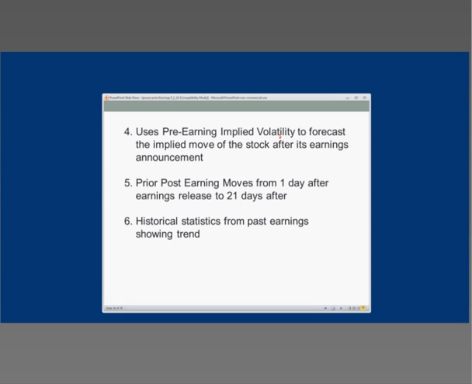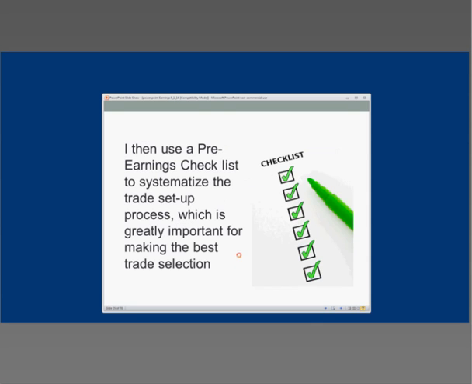So you take that pre-earnings implied volatility, which is that straddle cost, and that gives you the implied move of the stock that those market makers are looking for after the earnings announcement. Then step 5 is I'll look for post-earning moves from a one-day period after the earnings are actually released, and I can look out to 21 days. I'll track it out there to see, again, that consistency, if there's been anything to it, a trend there. So these historical statistics from past earnings showing trends are very important to look at when you're trying to put together your watch list.